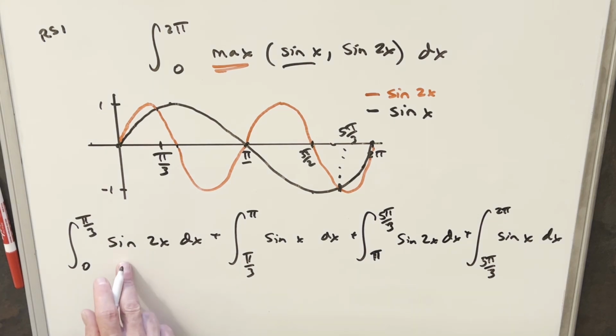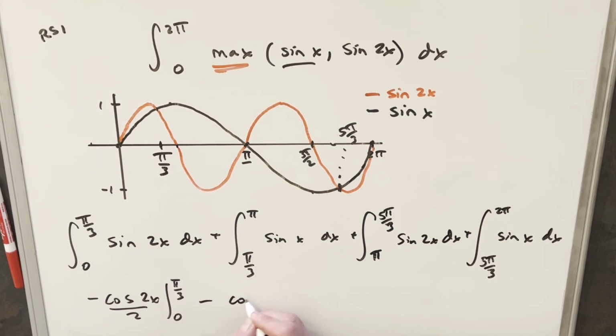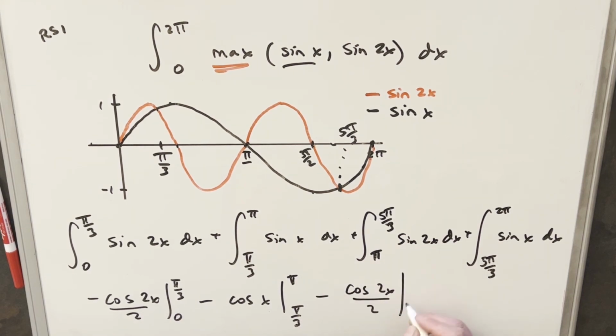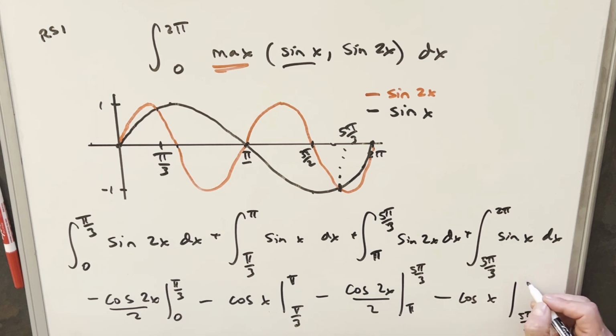So starting with the first integral, we're going to integrate sine 2x, and we're going to have minus cosine 2x over 2, going from 0 to pi over 3 for that one. Then next, integrating sine is just going to be minus cosine of x, and that's going from pi over 3 to pi. And then here, this is going to be the same thing as the first one, right? So we're going to have minus cosine 2x over 2 from pi to 5 pi over 3. And then here, again, minus cosine x from 5 pi over 3 to 2 pi.